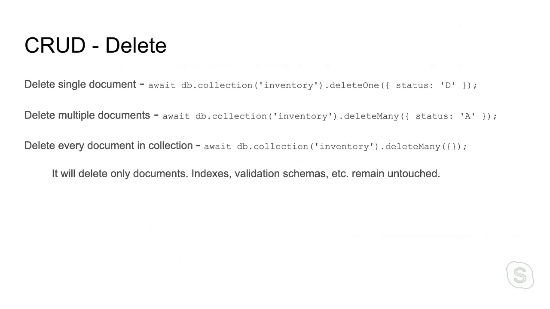Okay. If you want to just delete everything in the collection, but you want to keep the indexes and validation schemas, so you don't have to create them again, you will just delete all documents and not drop the whole collection. Okay, understand. It's just about the collection.